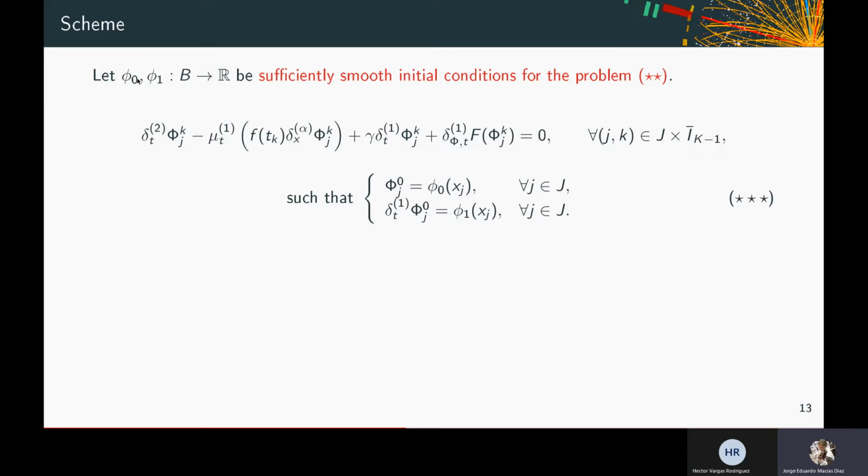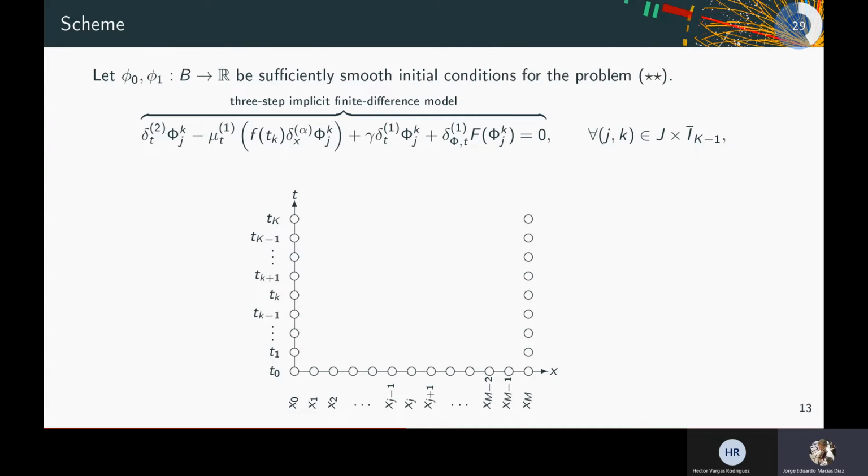So we're going to suppose that phi, phi0 and phi1 are sufficiently smooth functions, and the numerical method to approximate the solutions of the continuous model is going to be given by this expression. It's easy to see that this is a three-step implicit finite difference model. If we see the stencil, it is provided in this way. These are the unknowns, and these are known approximations.